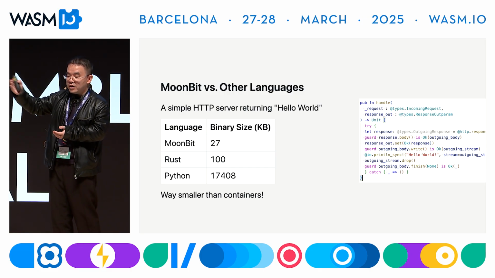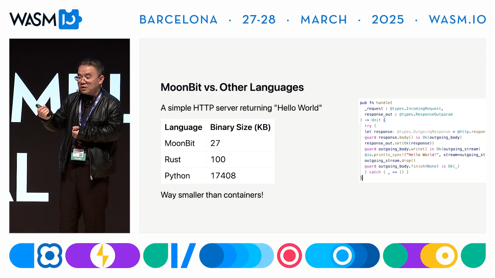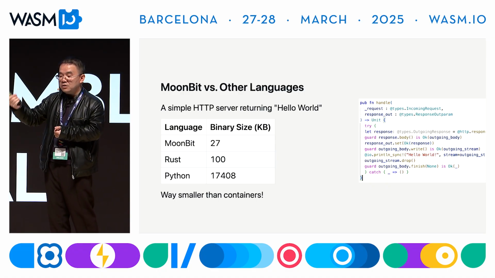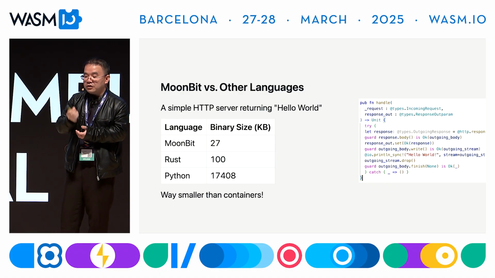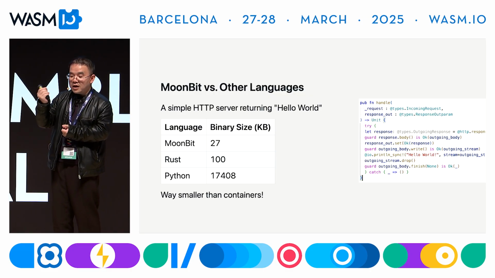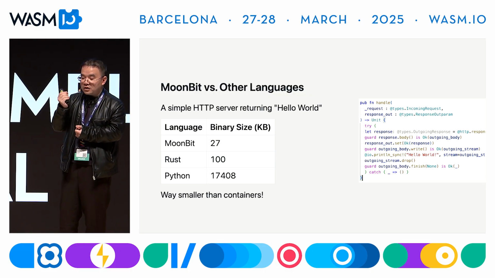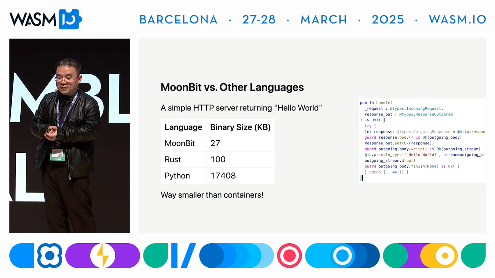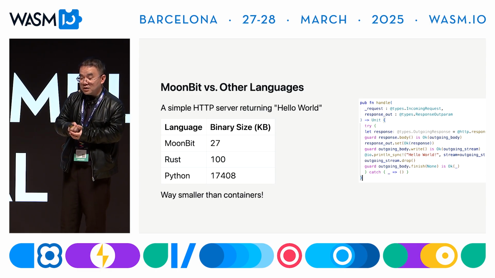Here on the right side is our very simple HTTP server using a component model with MoonBit. It generates the smallest size among all the languages. It generates only 27 kilobytes, much smaller than Rust, of course, and even much smaller than Python.